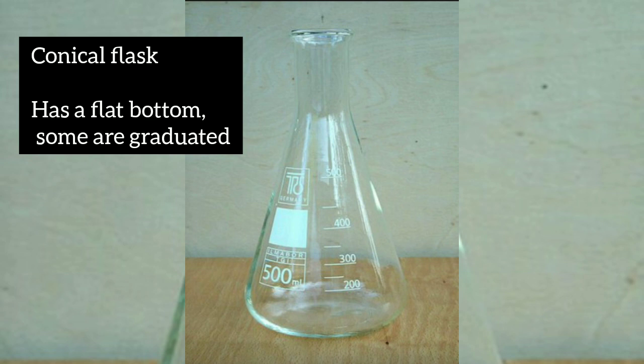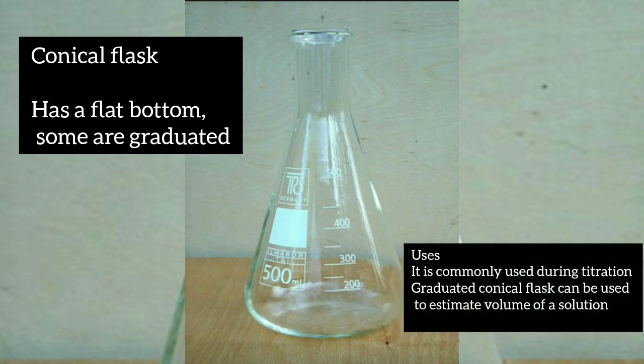Conical flask has a flat bottom. Some are graduated, that means it has measurement, that is, scaling. What do we use it for? Conical flask is commonly used during titration. And secondly, a graduated conical flask can be used to estimate the volume of a solution. You can use it during titration. And we can also use the one that is graduated, the one that has measurements, to estimate the volume of a solution.